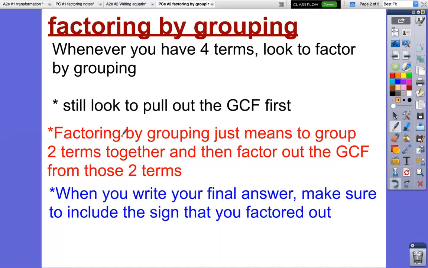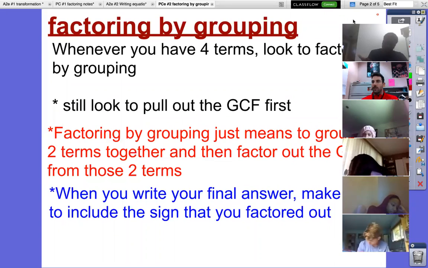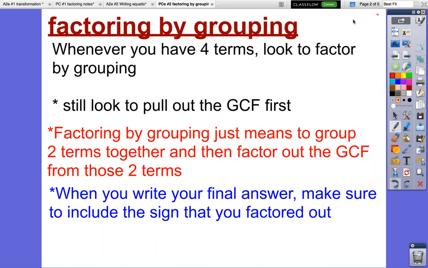Now, I'm going to explain this all through here. These notes are not comprehensive. This is kind of what we're doing. So make sure that you guys are following along and you ask questions. When you write your final answer, make sure to include the sign that you factored out. Now, none of this makes sense as of right now. And for the most part, I don't think you've ever really done this. You might have hit on this last year in Algebra 2. But this is actually one of the kinds of factoring that, once you get this, is one of the easy ones. You guys will end up kind of liking this.